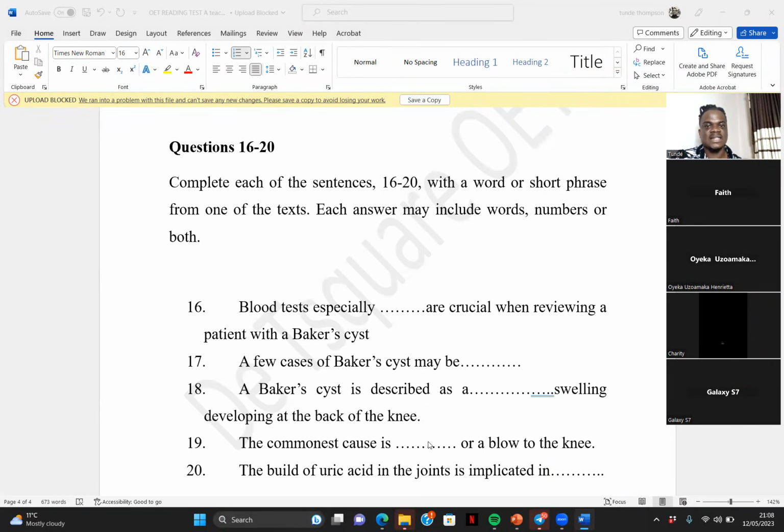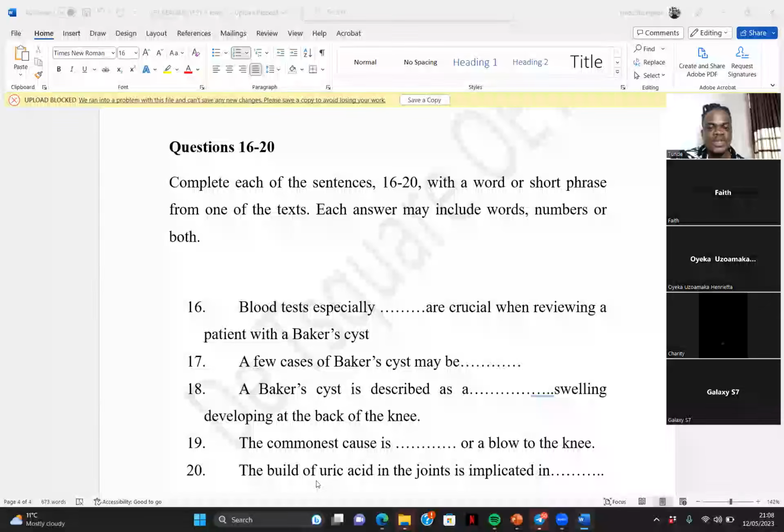That injury will have an article. If you say the commonest cause is injury or a blow to the knee, you will fail it. Injury alone is not the correct answer; an injury is the correct answer. If you write injuries, you will fail that text. No half mark. The commonest cause is not injuries, but an injury. So be very careful what you are writing down.